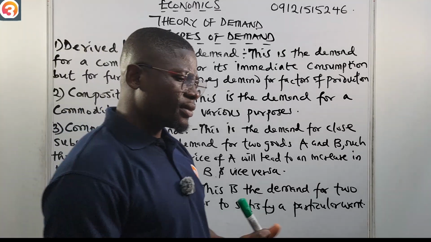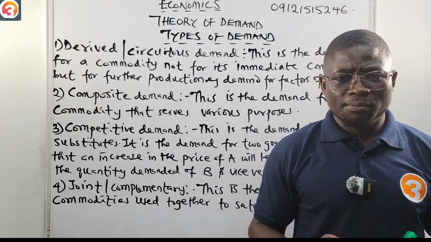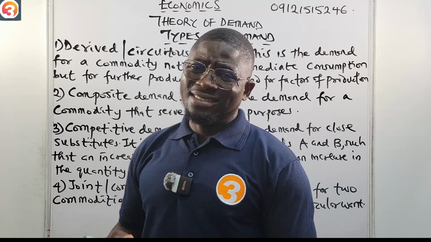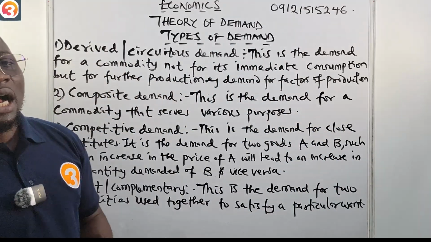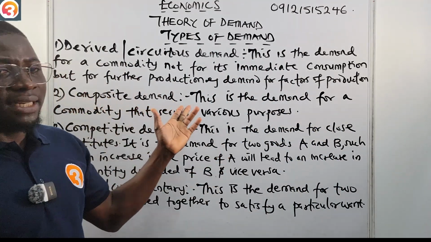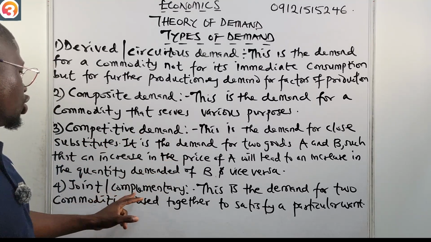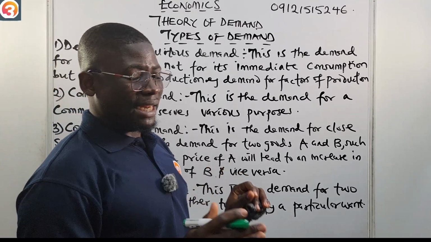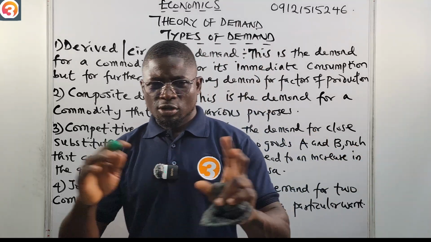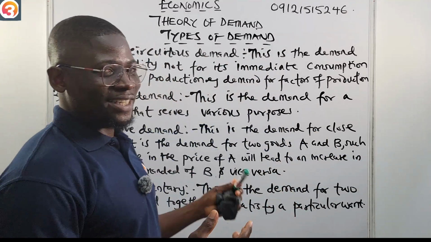Number 1, I've said there are 4 types of demand we're going to consider. Number 1 is derived demand. Number 2, composite demand. Number 3, competitive demand. Then number 4, joint or complementary demand. They are all very easy. So just open your heart, enjoy yourself in this class.